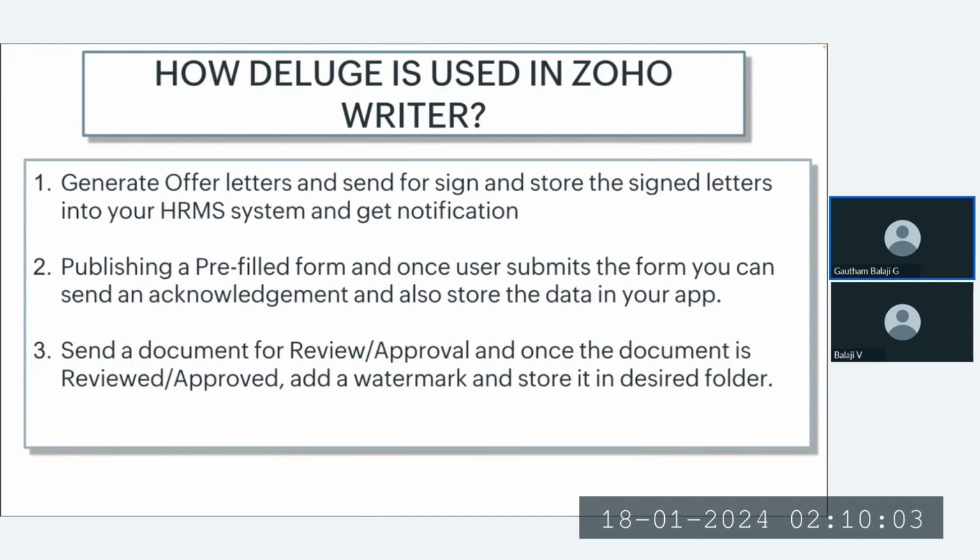If you're working in a marketing department and you have to publish a document, in order to publish it you would have to get some approvals or send the document for review. In this case, you can just send the document for review or approval. And once the process is completed, using Deluge, you can easily add a watermark and store the document in the desired folder, or even publish the document as soon as the review or approval process gets completed. So these are the various automation processes that can be done in Writer using Deluge script.